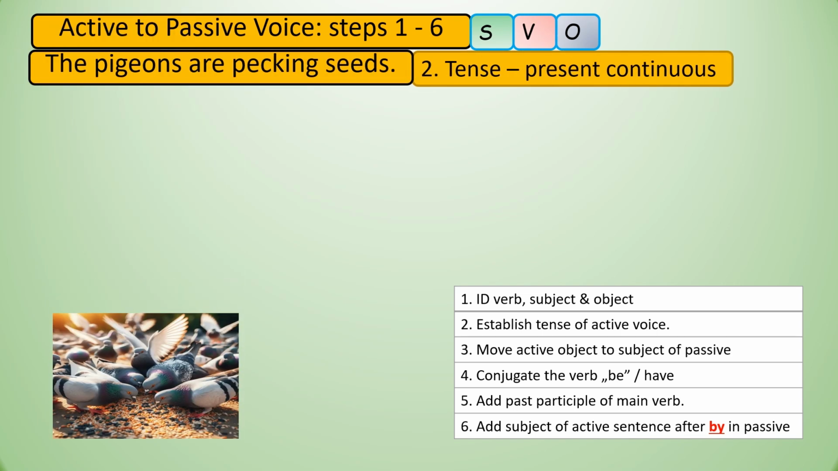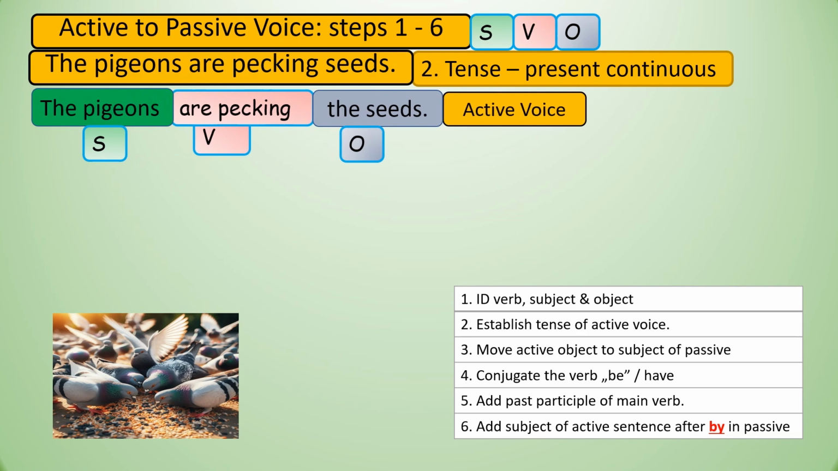Here's our sample sentence. The pigeons are pecking the seeds. Look at the grammatical construction here of the verb. It's present continuous tense. There's the breakdown of subject, verb, and object. We have our grammatical construction of the present continuous tense here. Are pecking, verb. The subject is the pigeons, and the object is the seeds. Now we're ready to start with the passive voice sentence. The seeds will move to the subject position of the passive voice sentence. It's a receiver of the action.